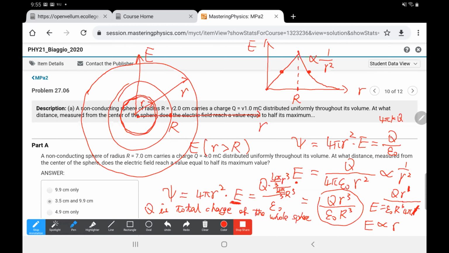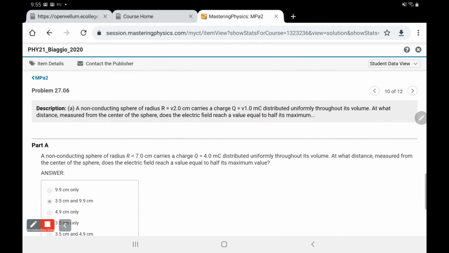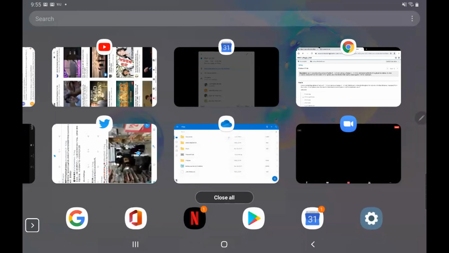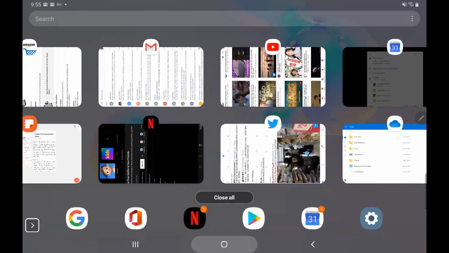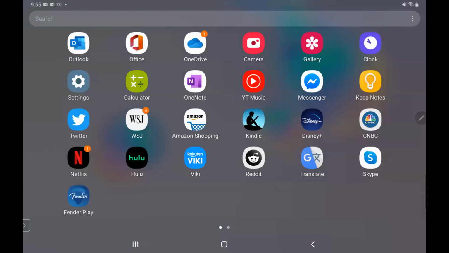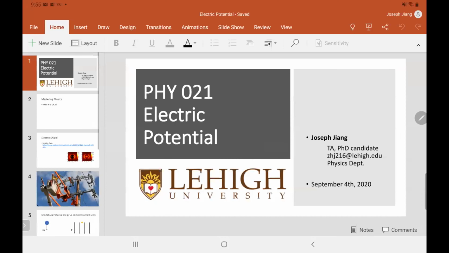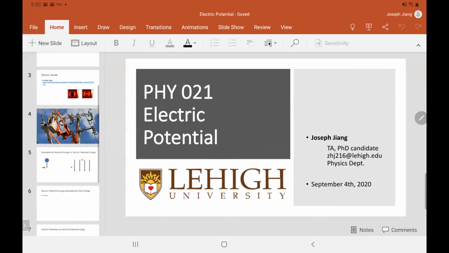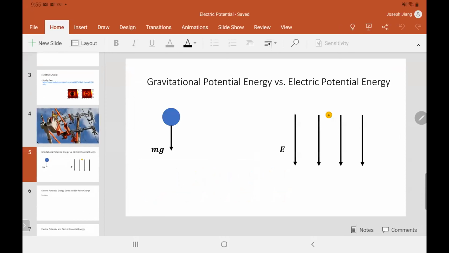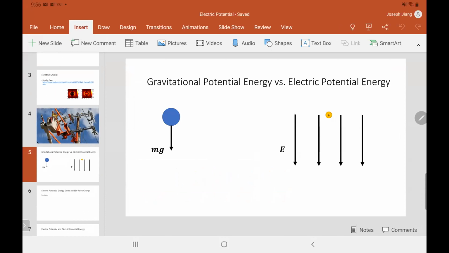And one more thing I'm going to talk about today is the electric potential. Okay, the electric potential actually is a similar thing to the gravitational potential energy. So here, let me give a short introduction.